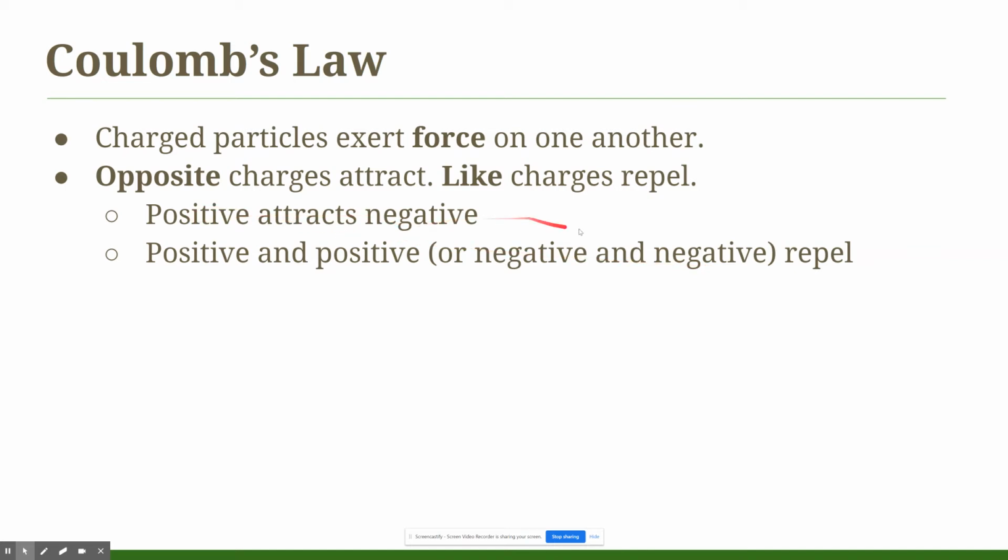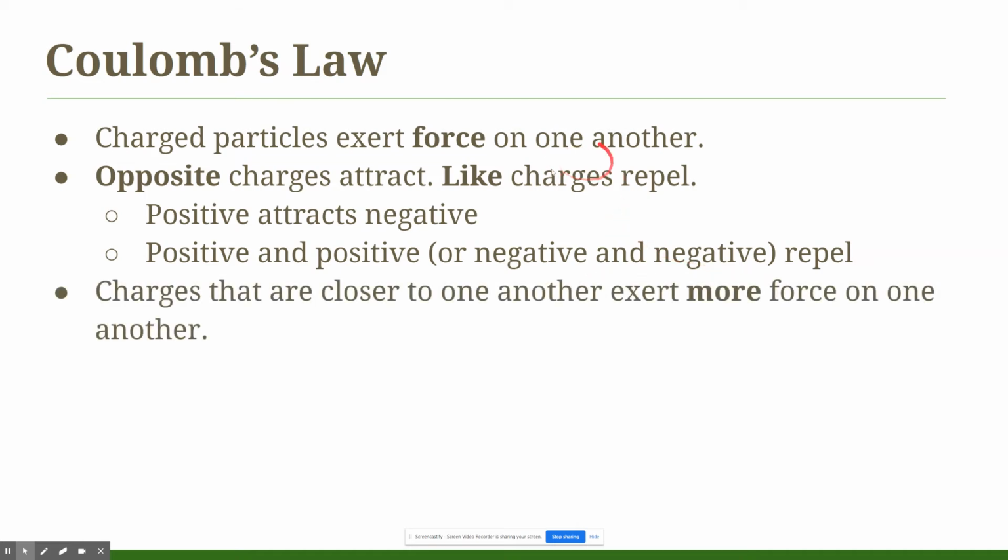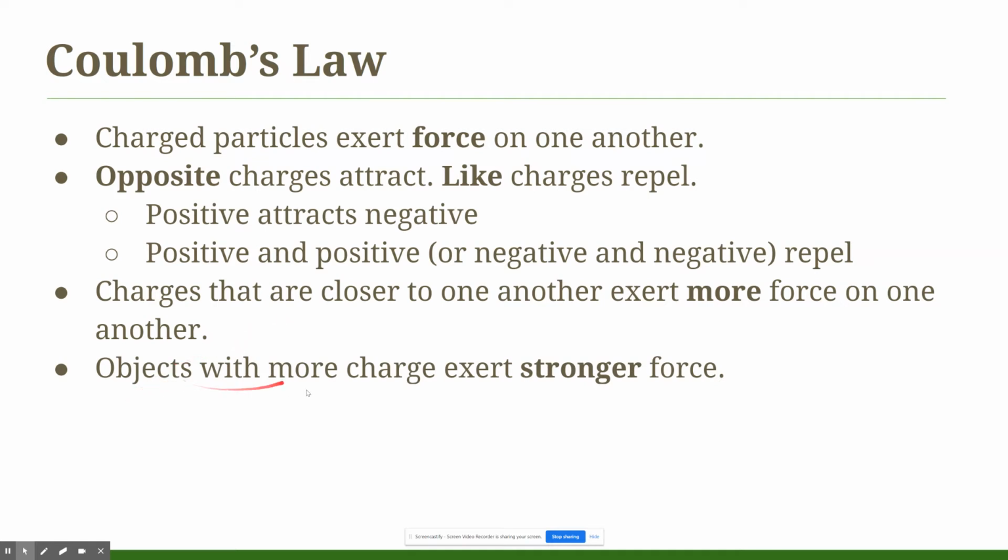Positives and negatives will try to get closer together. They will exert a force on each other to pull them in closer. Whereas 2 of the same, so 2 positives or 2 negatives, will push each other apart. This is called Coulomb's law. If we have charges that are close together, they exert more force on one another. And if we have objects with more charge, so let's say I have something with like 10 positive charges on it versus something with 2 positive charges on it, the system that has more positive charges will have a stronger force within it.